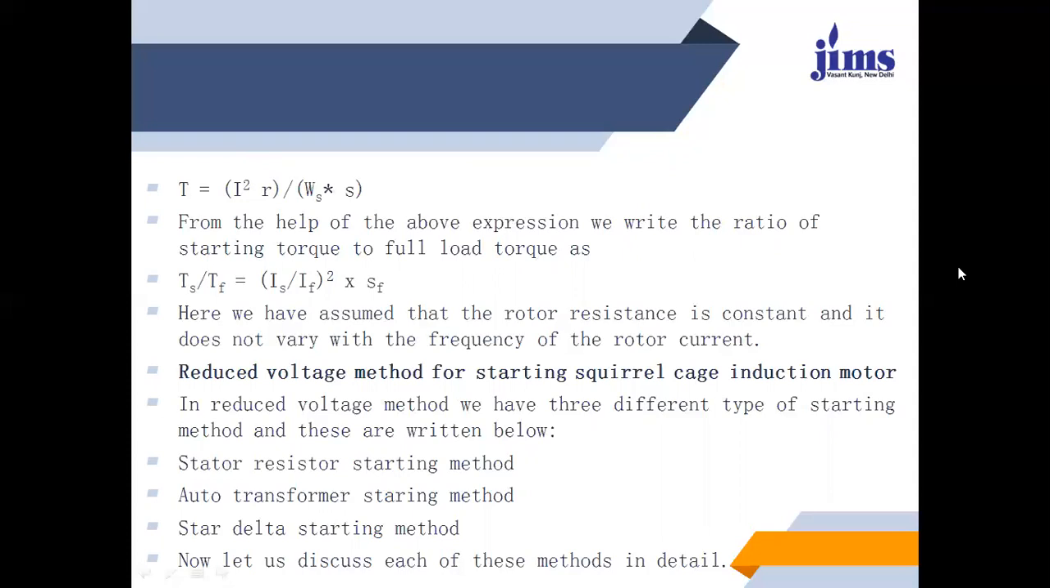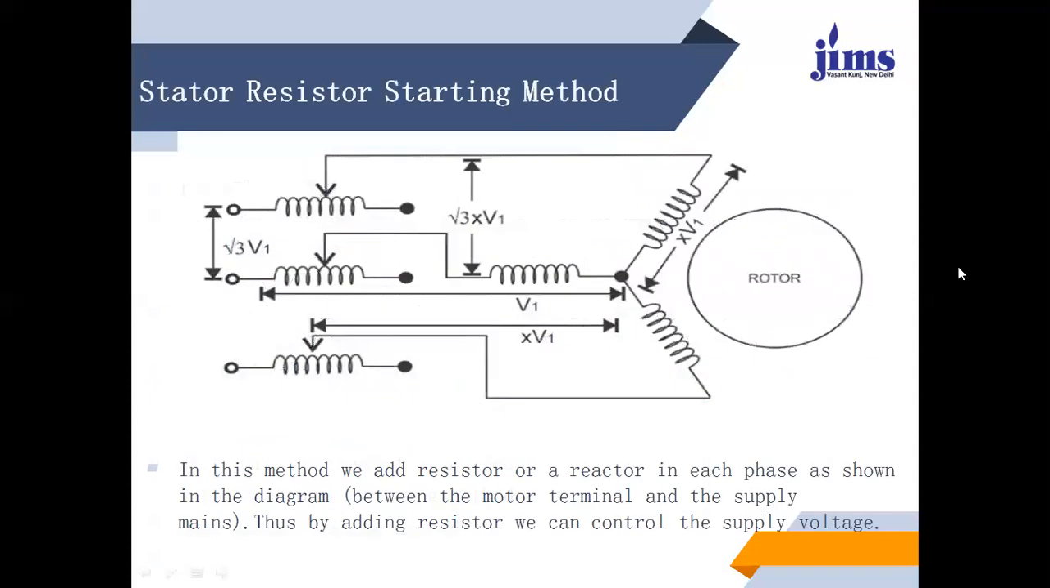In the reduced voltage method, we have three different types of starting methods: stator resistance starting method, auto transformer starting method, and star delta starting method. Now let us discuss each of these methods in detail. First one is the stator resistance starting method.